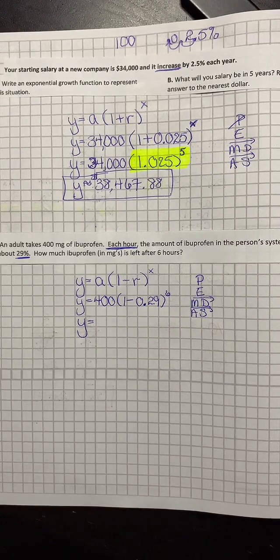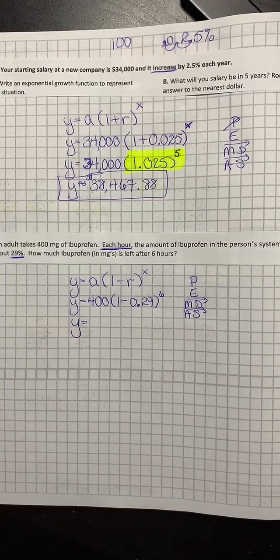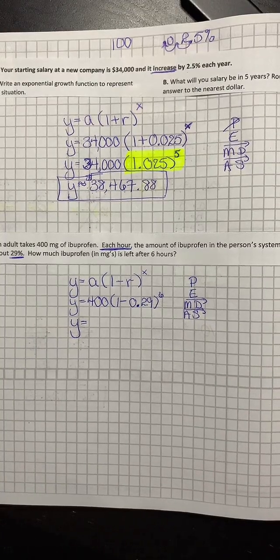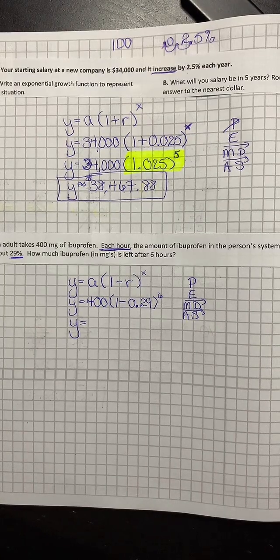Did you get 574? I did not get 574. Yeah, that would be way too much, because that's more than the initial. Multiply.